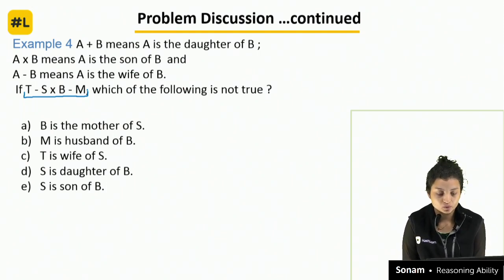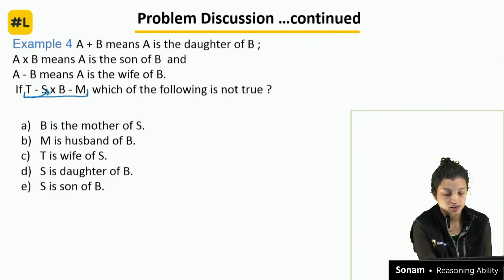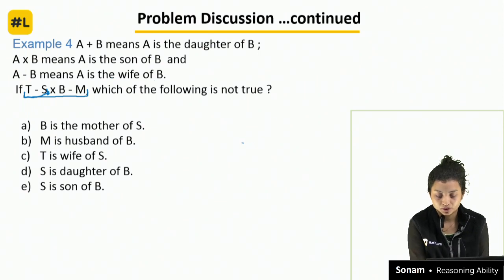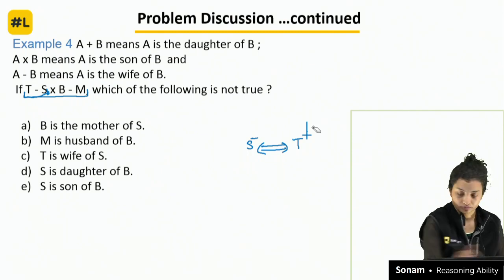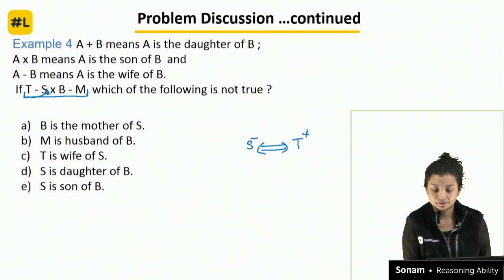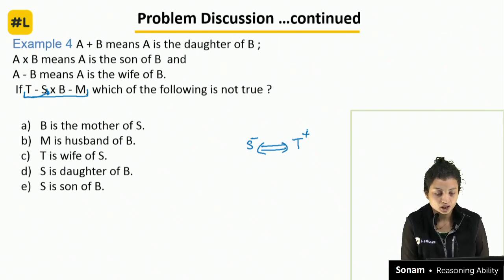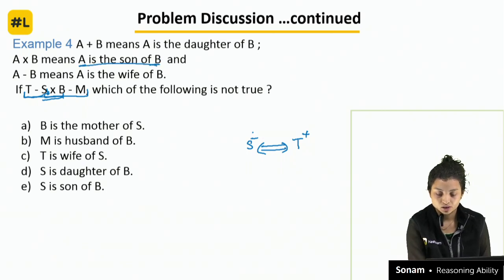Okay, let's draw the diagram, how the diagram will look. S minus T means S is wife of T. So, S is wife of T. Correct? S into B means S is son of B. S is son of B.